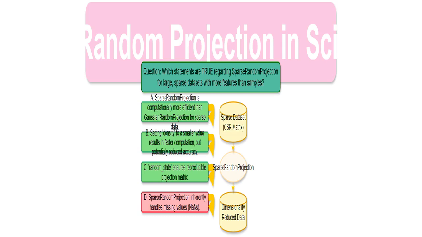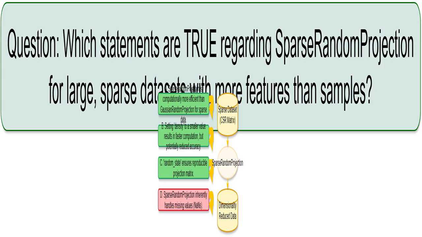I'm focusing on understanding how scikit-learn's sparse random projection works, especially with large, sparse datasets. It's a crucial dimensionality reduction technique. This question tests my knowledge of sparse random projection. I need to carefully evaluate each statement to determine its accuracy.